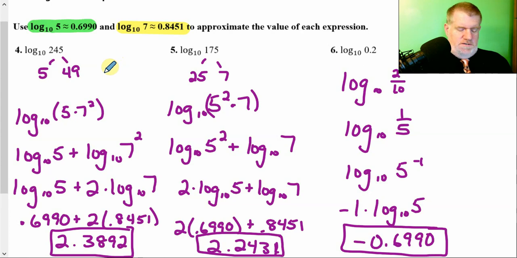What's 10 raised to the negative 0.6990? 0.199986. It's not exactly 0.2, but it's darn close. So if you rounded it off to 4 decimals, you would get 0.2. So it's not bad. That's one way logarithms were used.